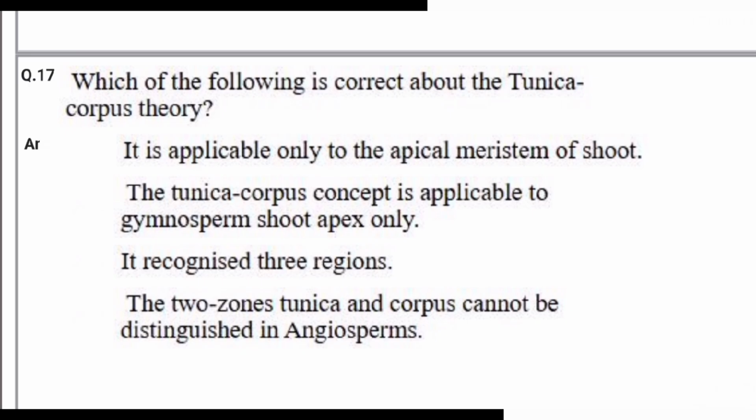Let's see the next question. Which of the following is correct about the tunica corpus theory? Options are: it is applicable only to the apical meristem of shoot. The tunica corpus concept is applicable to gymnosperm shoot apex only. It recognized three regions. The two zones, tunica and corpus, cannot be distinguished in angiosperms. For this, the correct answer is the first one, that it is applicable only to the apical meristem of the shoot.